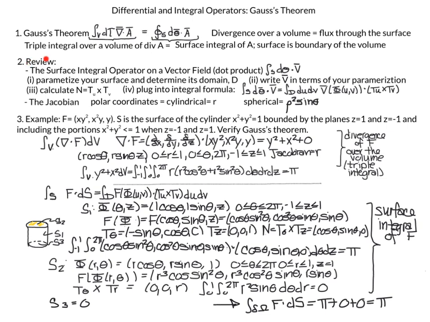There will be a couple of things we need to review. First, I'm just going to review quickly the steps to take a surface integral on a vector field using the dot product. There are 4 steps. The first is to parameterize your surface and determine its domain. The second is to write our vector field in terms of the parameterization. The next is to calculate the unit normal, and then we plug in to this integral formula here. Since this surface integral is the right-hand side of the Gauss theorem, we're going to do this quite a few times. The next thing we want to review is the Jacobian.